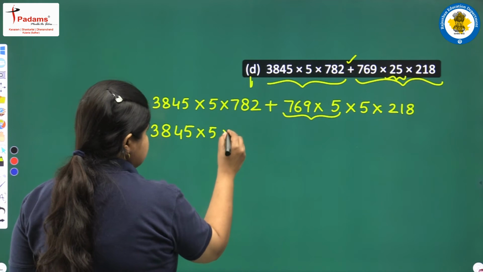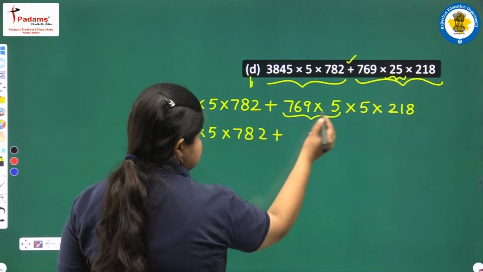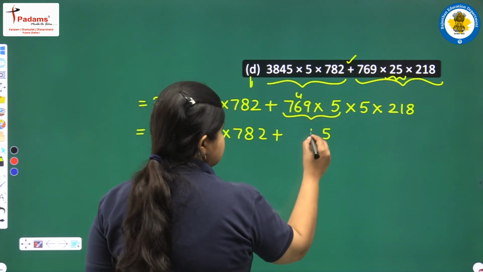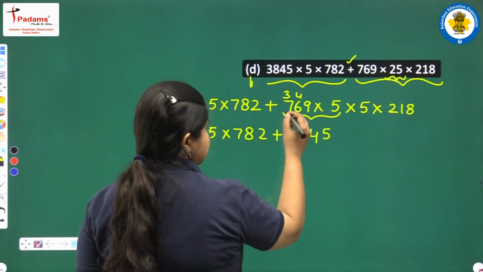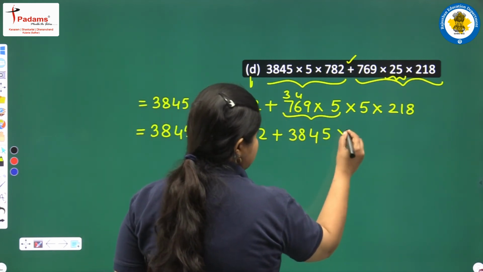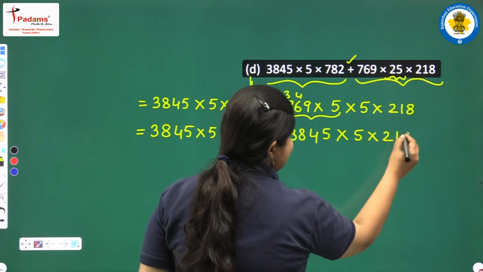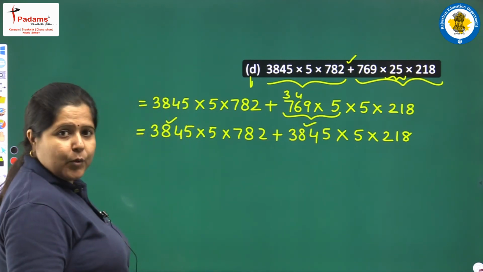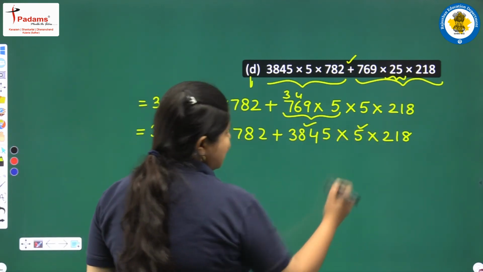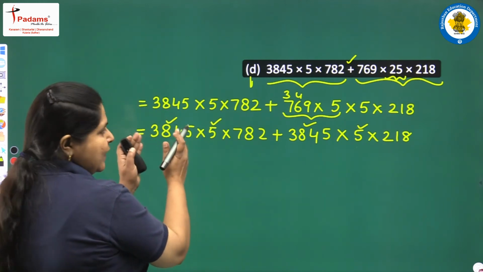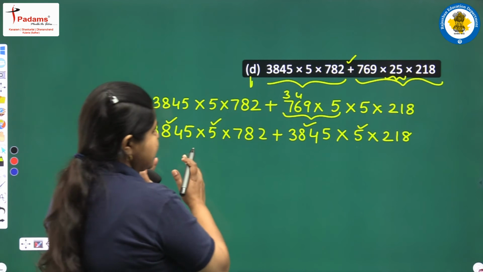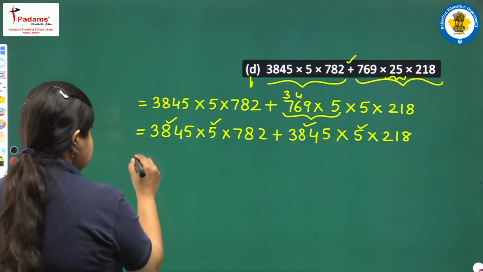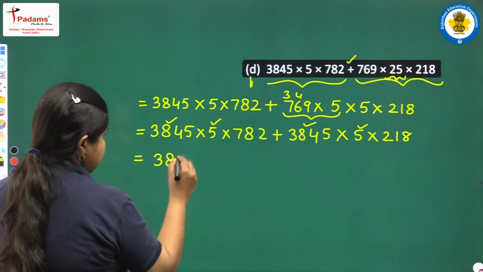3845 into 5 into 782 plus, just multiply the two numbers, 5 9s are 45, 4 carried, 5 6s are 30 and 4 34, 3 carried, 35 and 3 38 into 5 into 218. Now we can see that this number is common in both the terms and this 5 is again common. So this number 3845 and this 5, these two numbers are distributed to this 782 as well as to 218. Now we can connect it back and take out as the common numbers.